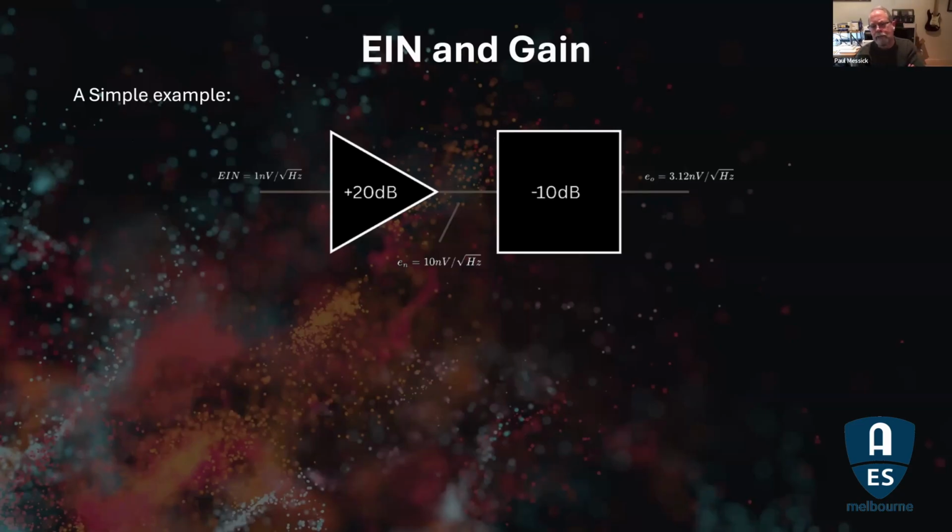20 dB of gain is a gain of 10. So the noise out is 10 nanovolts per root hertz. And then we have this 10 dB pad. In this example, I'm assuming that the pad is completely noiseless, just to make the math easy. So at the output of the pad, the noise is about 3 nanovolts per root hertz. So it's 3 times worse than the input is, but it's a third of what the noise is out of the amplifier itself. So that's probably a pretty good place to put it.